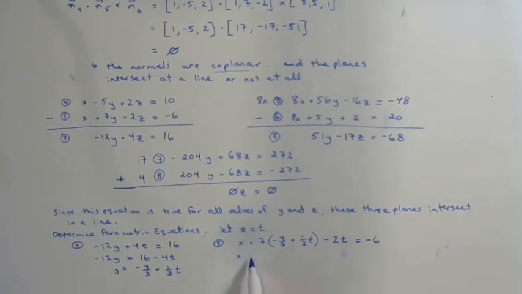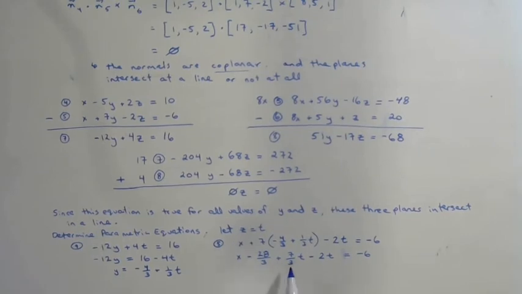So expand and simplify. This is going to get me 7 times 4 is 28. That's going to give me negative 28 thirds plus 7/3 t minus 2t equals negative 6. At this point, it might help you to multiply every term by 3. That won't change the value of the equation or the truth claim here, but it will make the numbers easier to deal with, and then you can continue to solve for x.